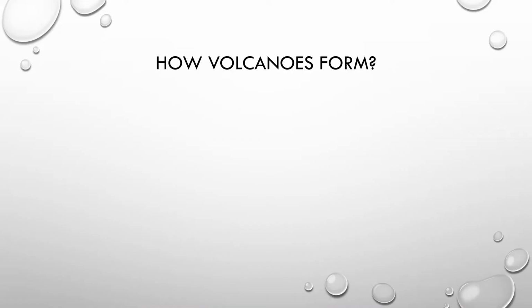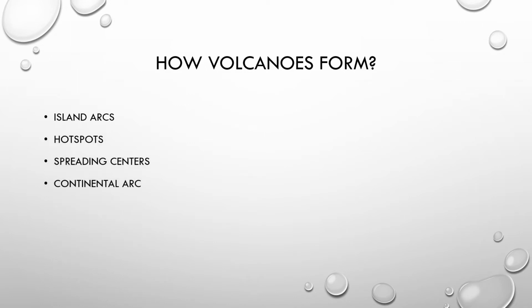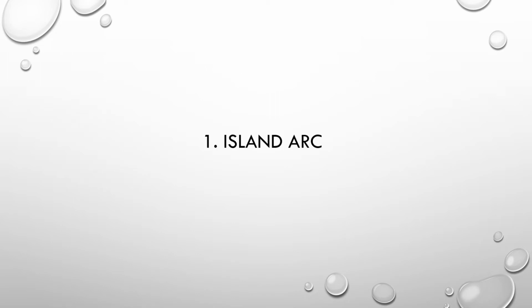So now that we know where volcanoes are mostly found, let's understand how volcanoes are formed. As we discussed, volcanoes are mostly formed across the boundaries of the tectonic plates, but there are different ways these are formed. There are 4 different ways which we're going to discuss ahead in the video: the island arcs, the hotspots, the spreading centers, and the Continental Arc. The first is the island arc.